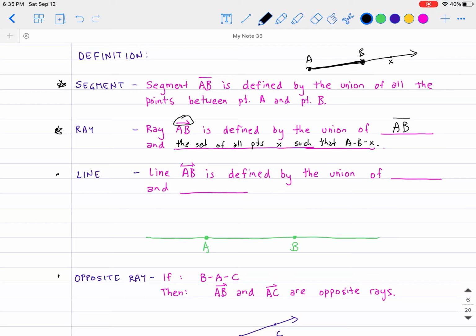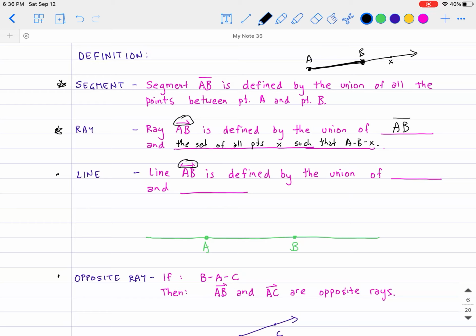Okay, so you can see how for any point that I pick on the right of B, B is going to be in between those two points. And remember, B being the point in between doesn't necessarily mean that AB is equal to BX. Okay, so it's just going to be some points. And yeah, that's going to be our ray then. So note how what we did was we built off our definition of segment in order to get ray.